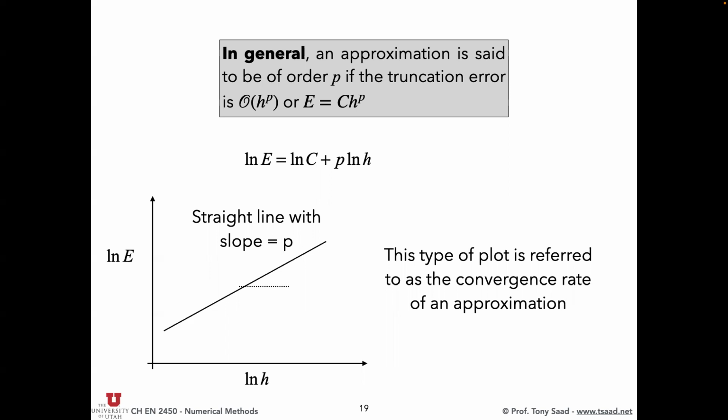That's what I'm going to say about the error. Now you've seen big O notation, and what it means for a method to be of order p: the leading or dominant term in the truncation error is a constant times h to the power p. It gets more complicated in multiple dimensions, but we're not going to worry about that.